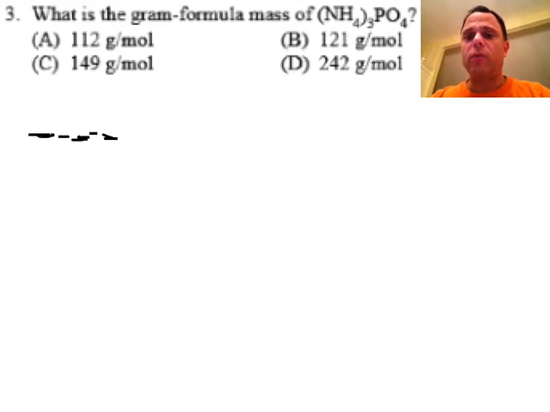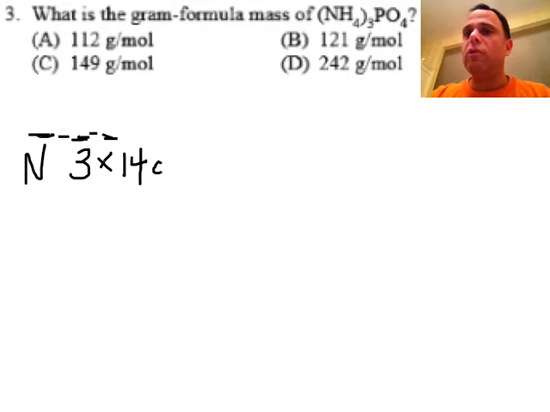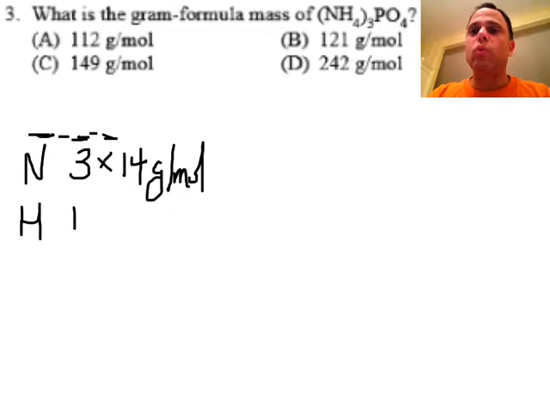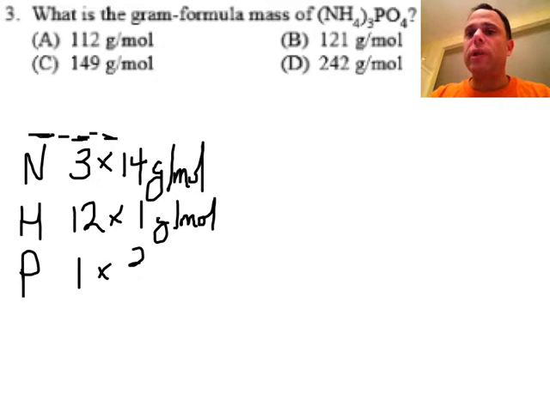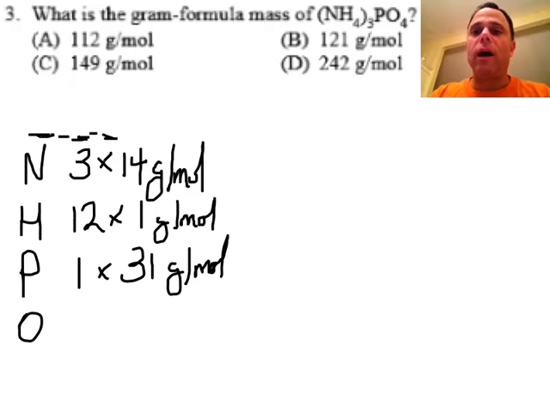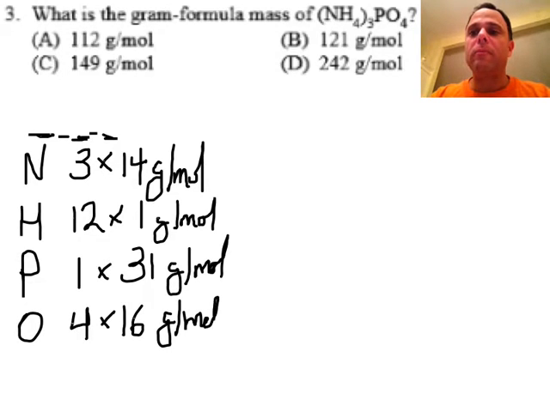Now I see that everything I wrote disappeared as I was sliding things around, so let's just recreate that. Nitrogen, we have 3 of them, and 14 grams per mole. Hydrogens, we had 12, and that was 1 gram per mole. Our phosphoruses, we had 1, and that's 31 grams per mole. And we had 4 oxygens, each at 16 grams per mole.